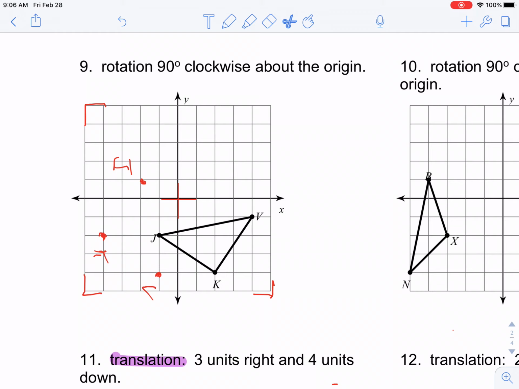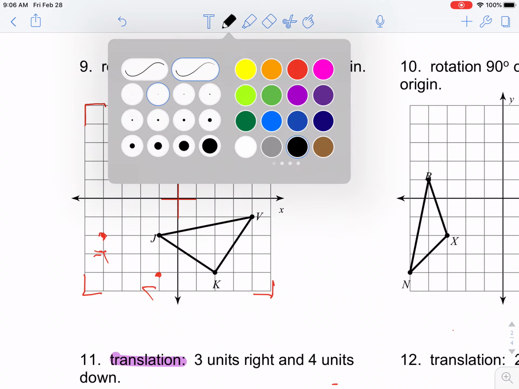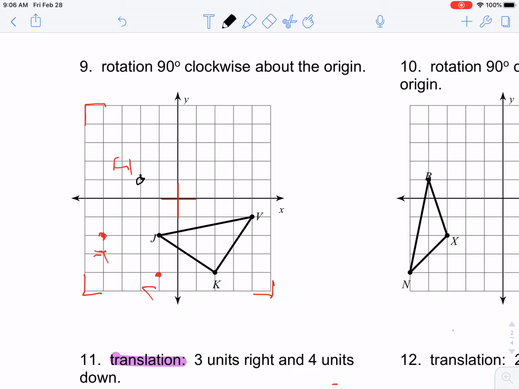So then I'm going to lift up my wax paper and say, okay, the new J goes right there. And I'm going to label it J prime. The new K goes right there, and I'm going to label it K prime. The new V goes right there, and I'm going to label it V prime.